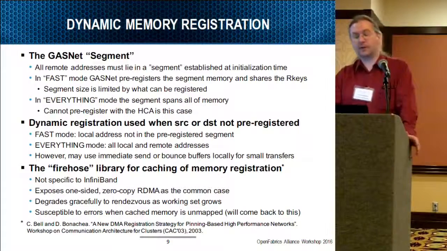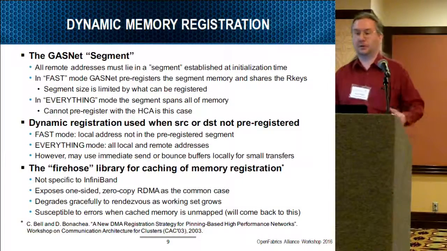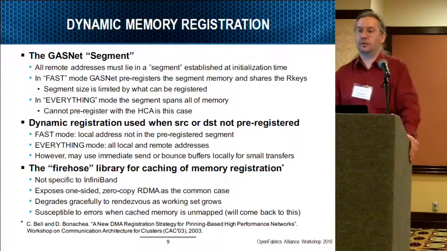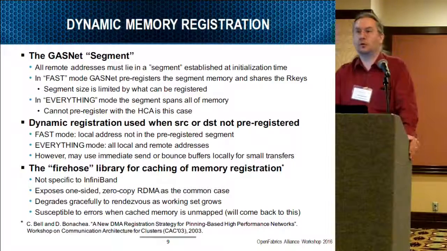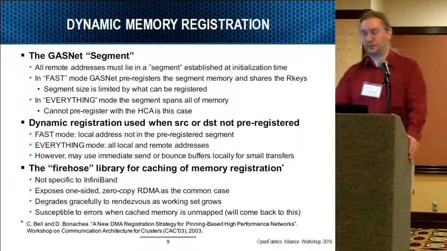And it exposes one-sided zero copy as the common case, and it degrades gracefully to a rendezvous as the working set grows to exceed the available resources. Basically, it's doing dynamic registration at both ends, and by partitioning the resources available among your peers, I would give ownership of a fraction of my pinning resources to each of my peers. And so they can cache that fraction of my information without fear that I will invalidate it without their prior knowledge. So they own, or they remote control, a portion of my registration resources.